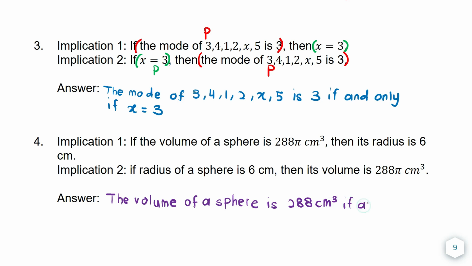If and only if its radius is 6 centimeters. Okay, this is the final answer for question number 4. The volume of a sphere is, Teacher, 288 pi. Oh yes, sorry, I forgot. I didn't see that. I missed that one. Okay, thank you for informing me. 288 pi. Okay.